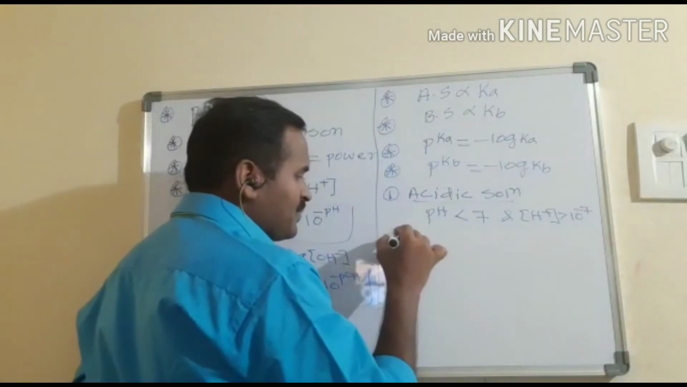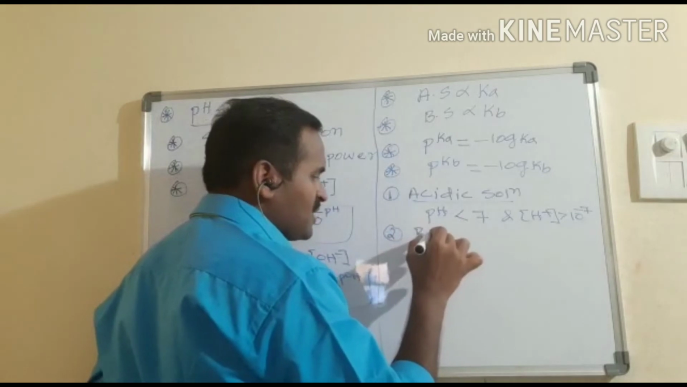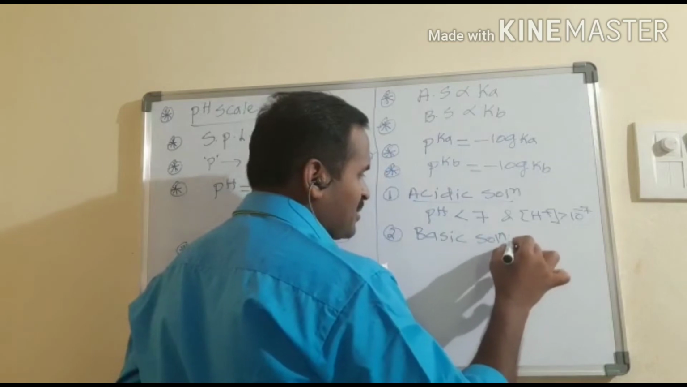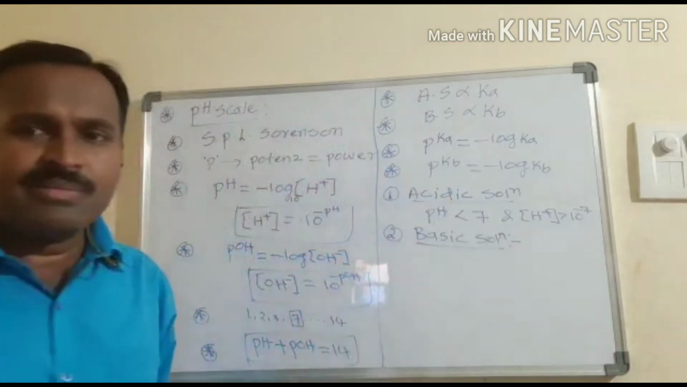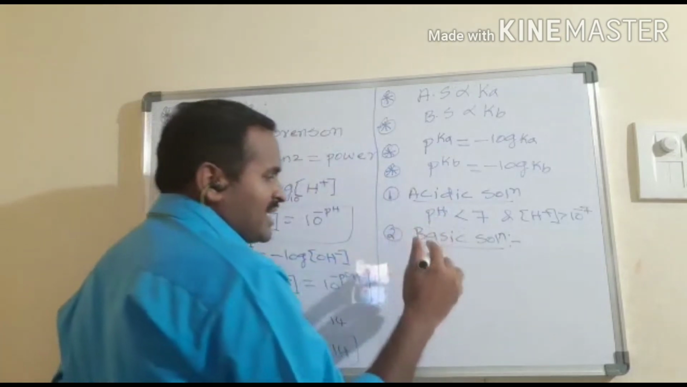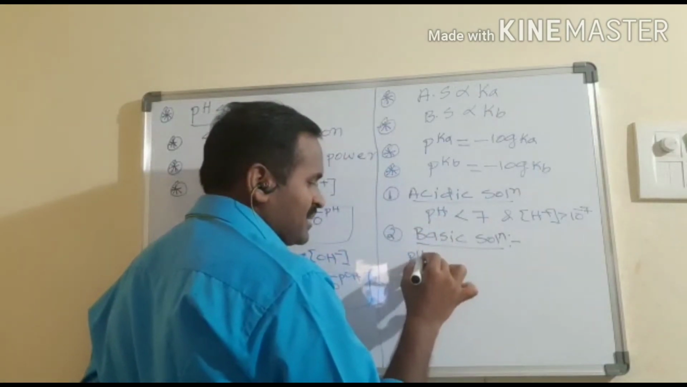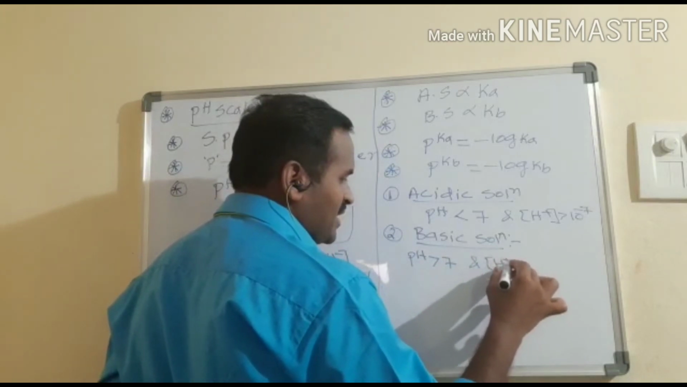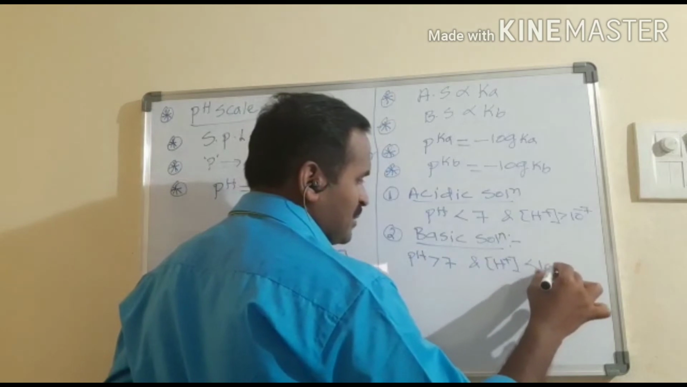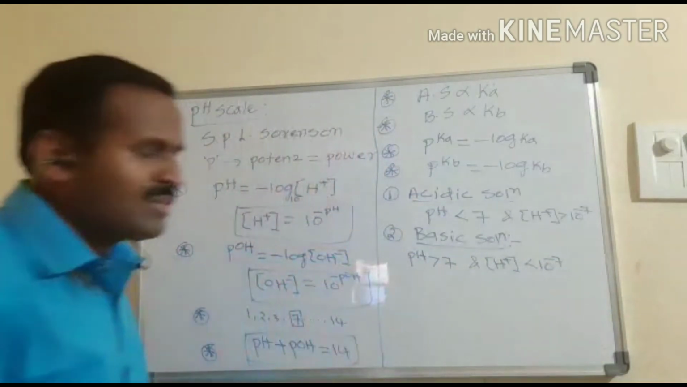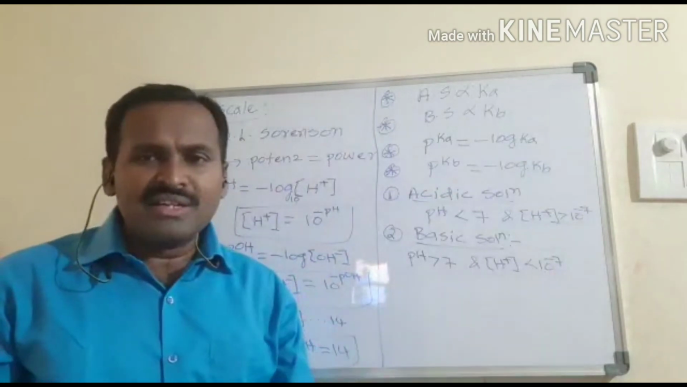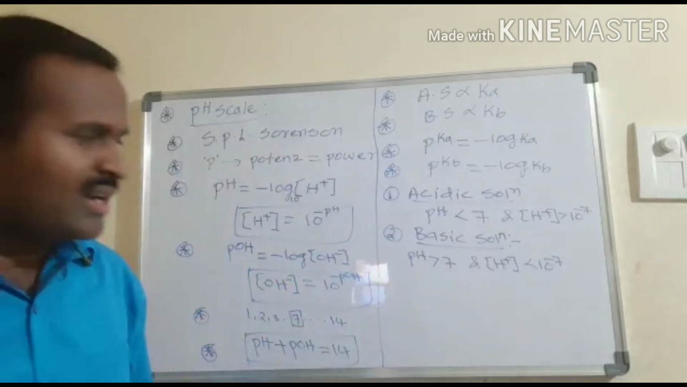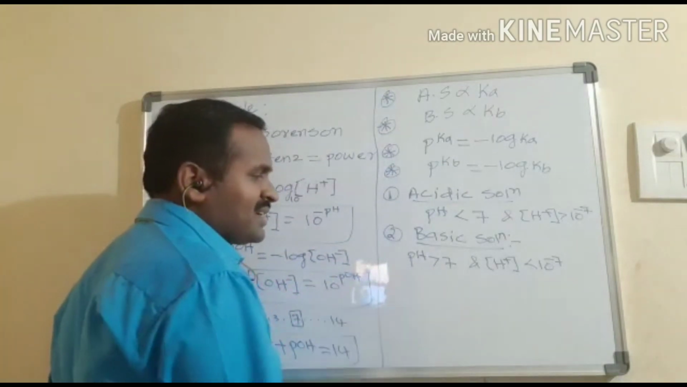The next one is the basic solution. Whenever I talk about a basic solution, its pH value is going to be greater than 7, and its H plus ion concentration will be less than 10 power minus 7. If the H plus ion concentration is less than 10 power minus 7, it may be 10 power minus 8, minus 9, minus 10, like that. Then you will get a pH value greater than 7.